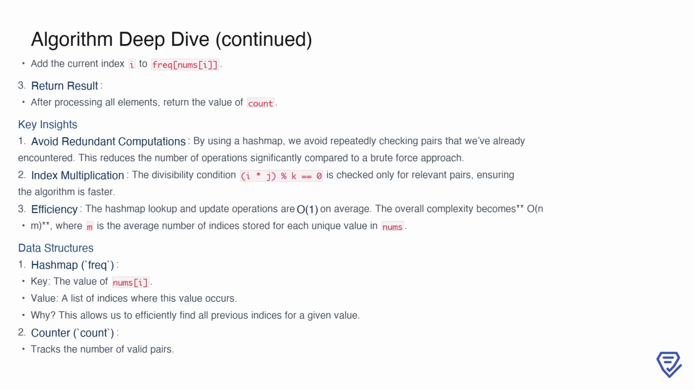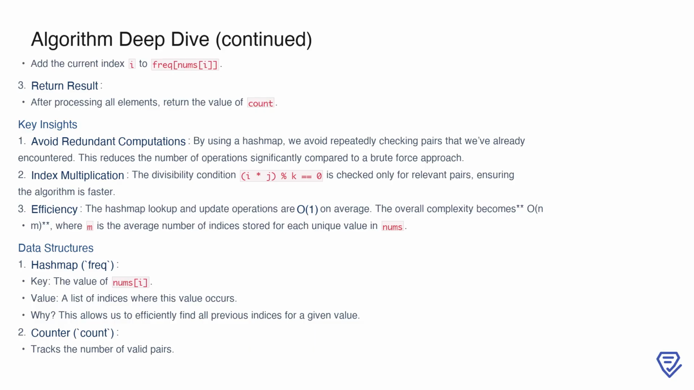Next, as we iterate through the array, for each index i and value nums[i], we check if the value already exists in the hash map. If it does, we retrieve the list of previously stored indices for that value. For each of these indices, we check whether the product of the current index i and the previous index j satisfies the divisibility condition, (i*j) % k equals 0. If this condition is met, we increment the counter. After processing the existing indices, we then add the current index i to the hash map under the key nums[i]. Once we've processed all elements in the array, we return the value of the counter as the result.